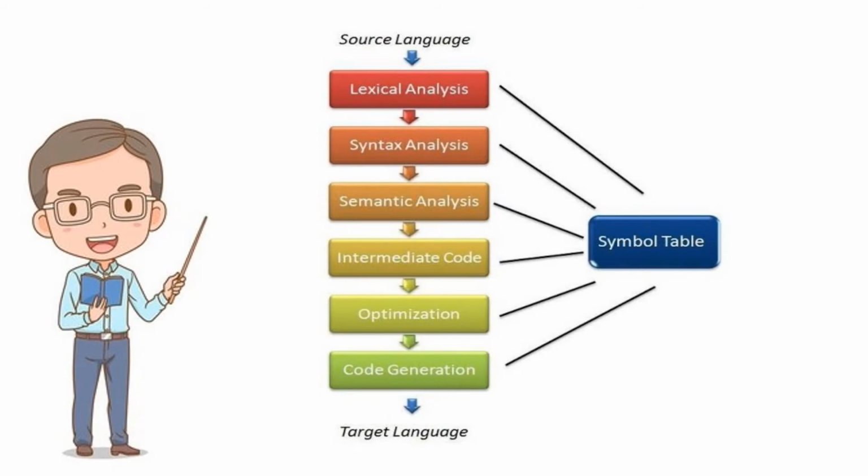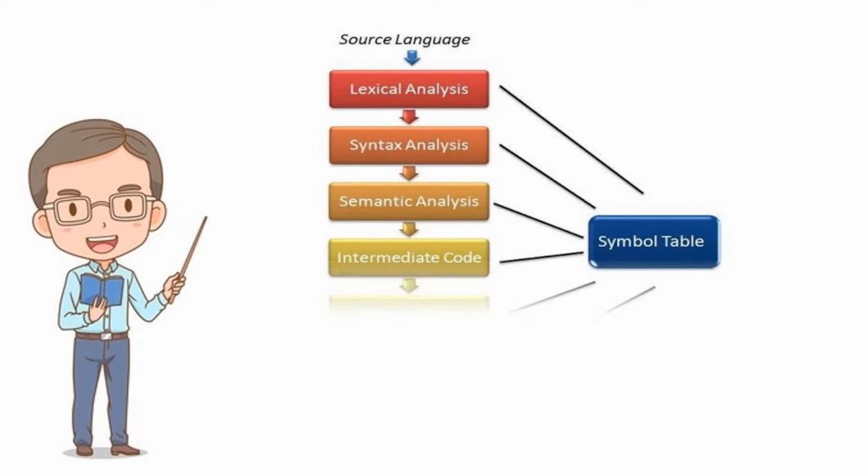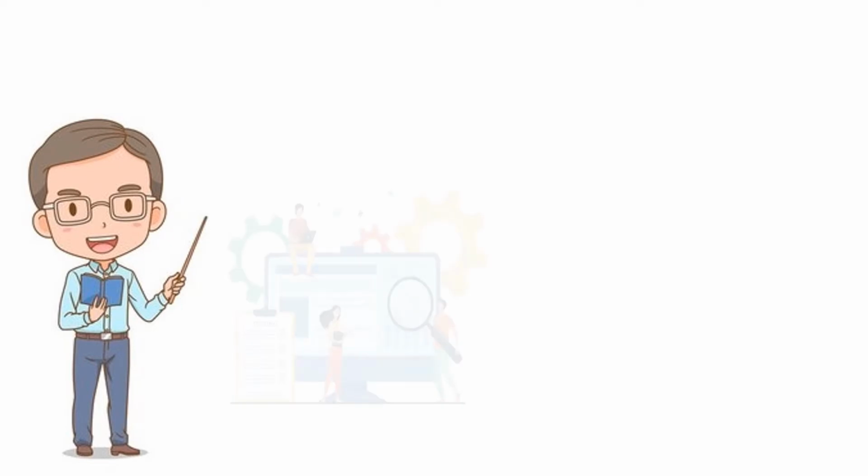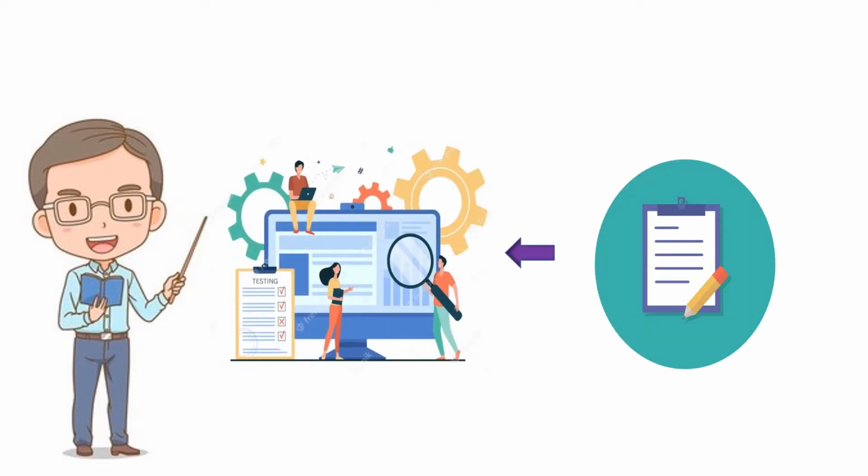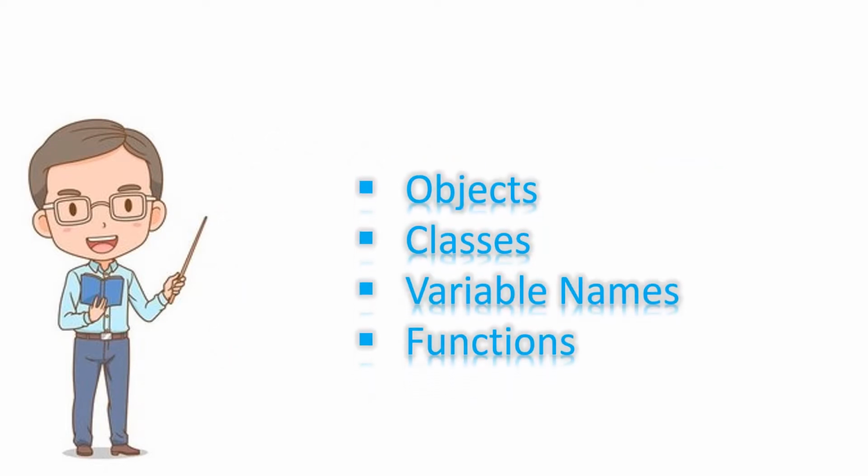That is, identifiers and names along with their types are also stored here. The main use of the symbol table is that it makes it easier for the compiler to quickly search the identifier records. Symbol tables are data structures that are used by computers to hold information about source program construction. It is used to store information about the occurrence of various entities such as objects, classes, variable names, functions, etc.